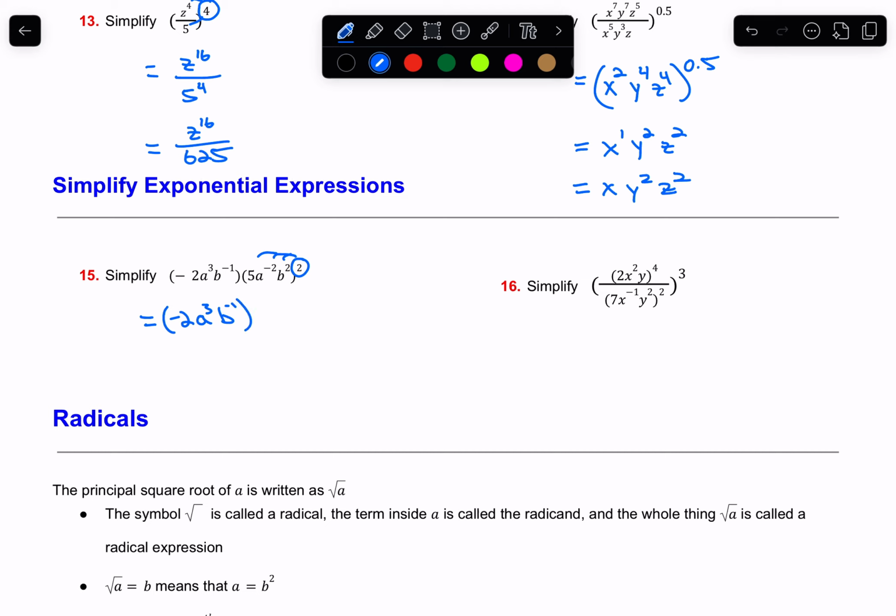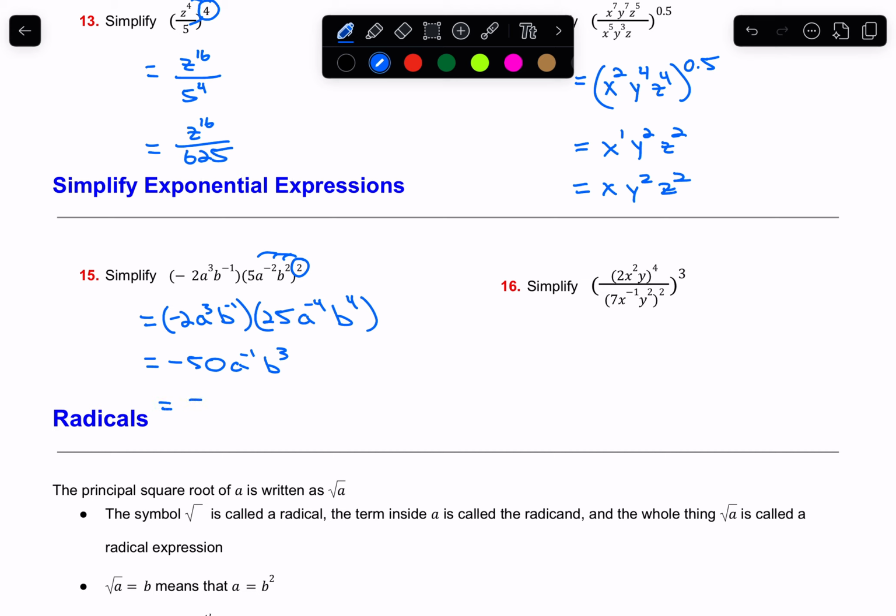But that second set of parentheses is going to become 5 squared is 25. A to the negative 2 squared is a to the negative 4. And b squared squared is b to the 4. Because we're just multiplying those exponents by the 2 on the outside. Now if we put things together, the negative 2 and the 25 give me negative 50. A to the power 3 times a to the power negative 4 is a to the negative 1. And b to the negative 1 times b to the 4, we add those to get b to the 3. We can't leave our answer like this though. We need all positive exponents at the end.